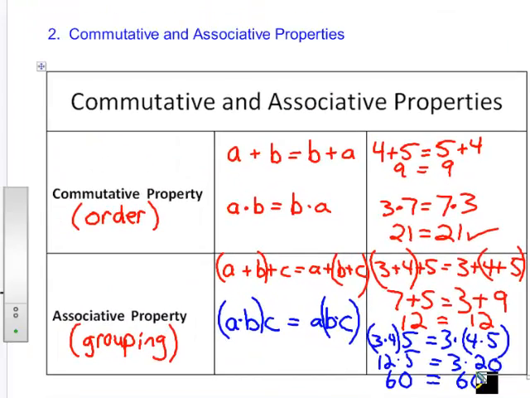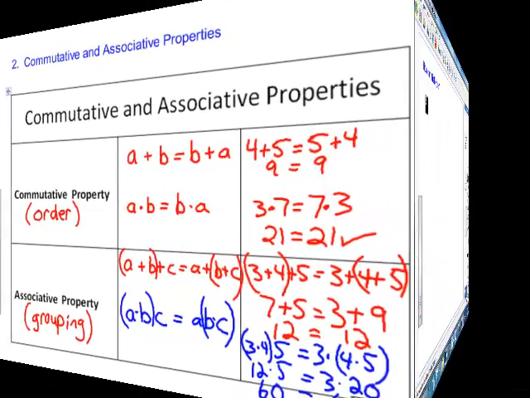So, once again, commutative deals with order. You can scramble it all up how you want. Associative deals with grouping. I can group a set of numbers, but it only works for addition and multiplication. You cannot subtract in any order, and you cannot divide in any order. You cannot group subtraction in any order. You cannot group division any way you want.